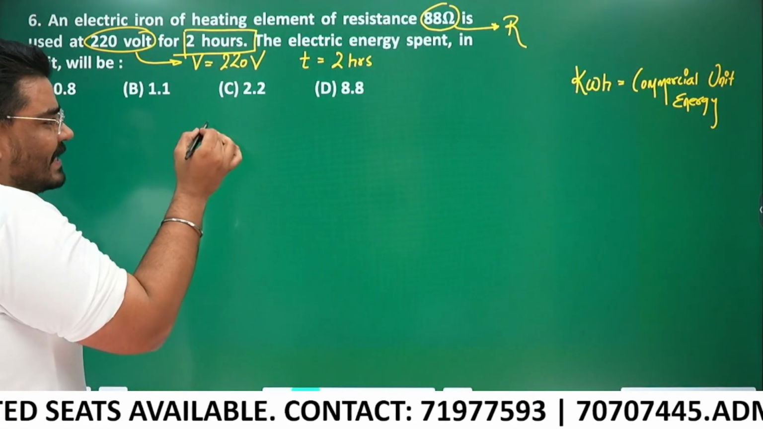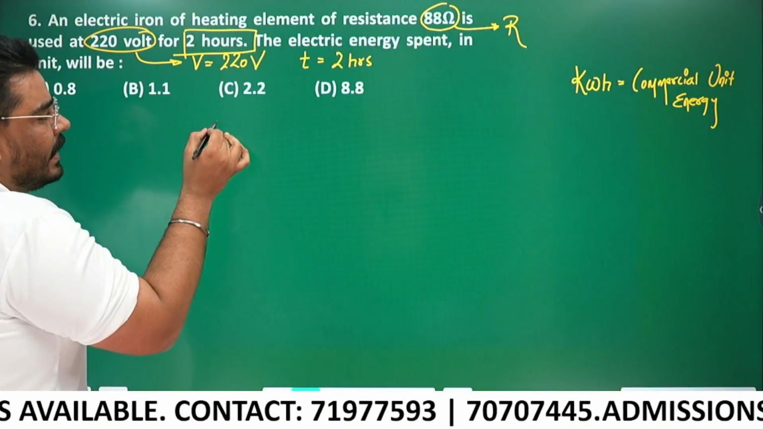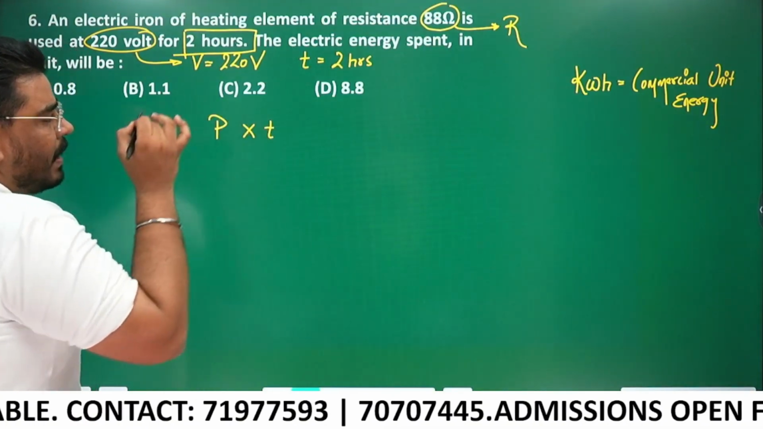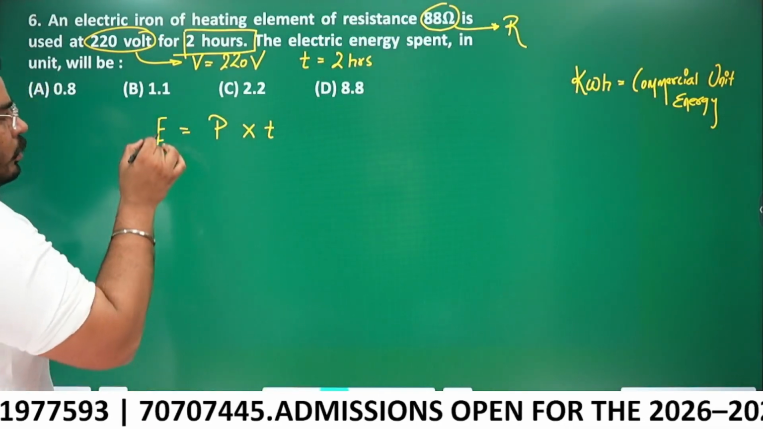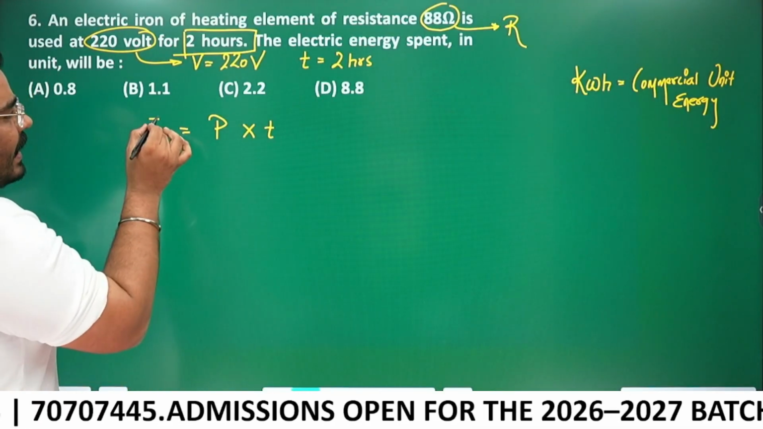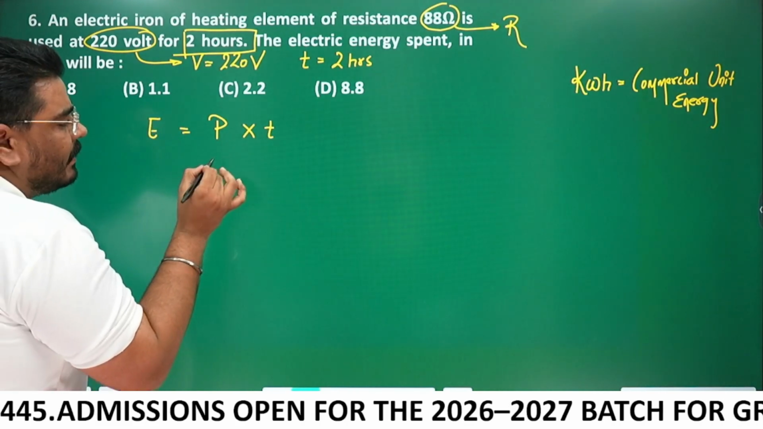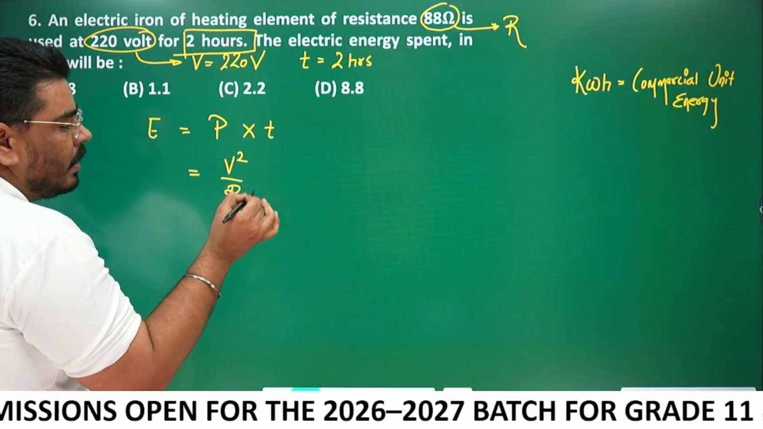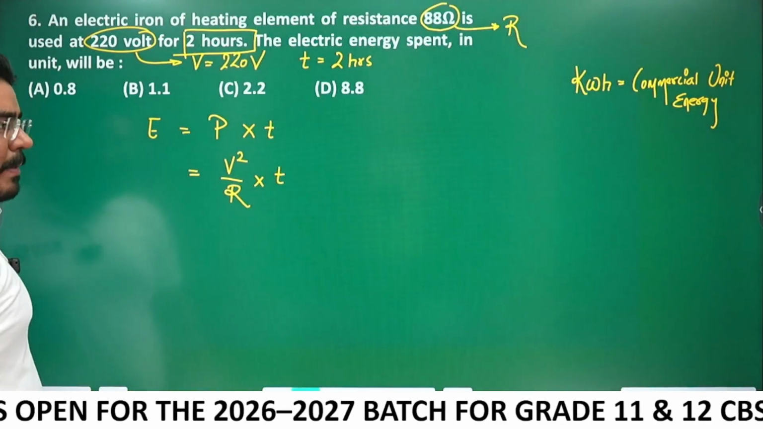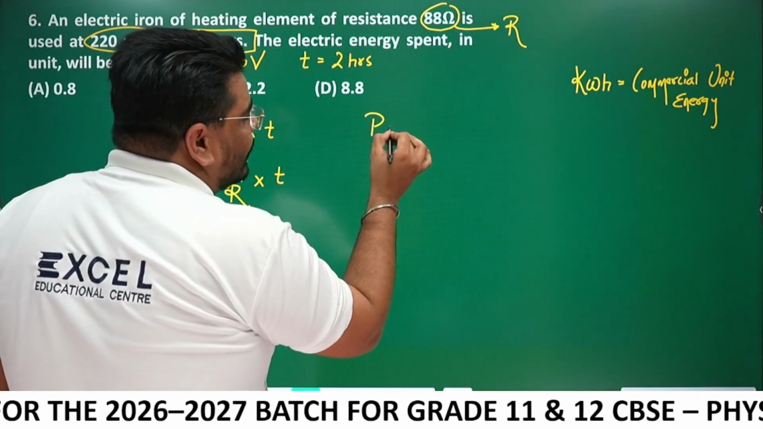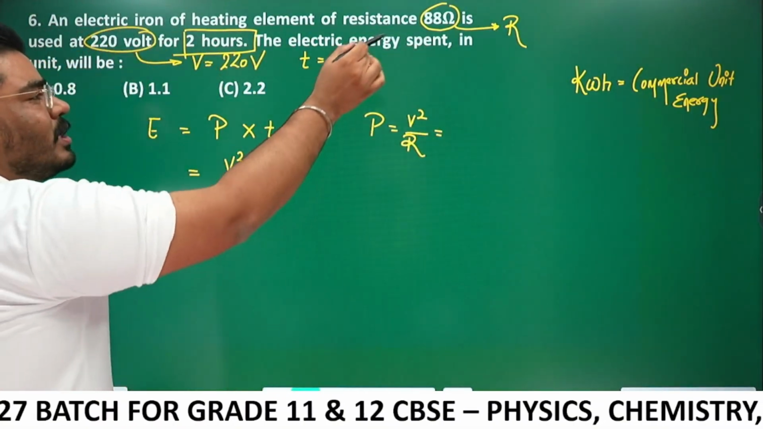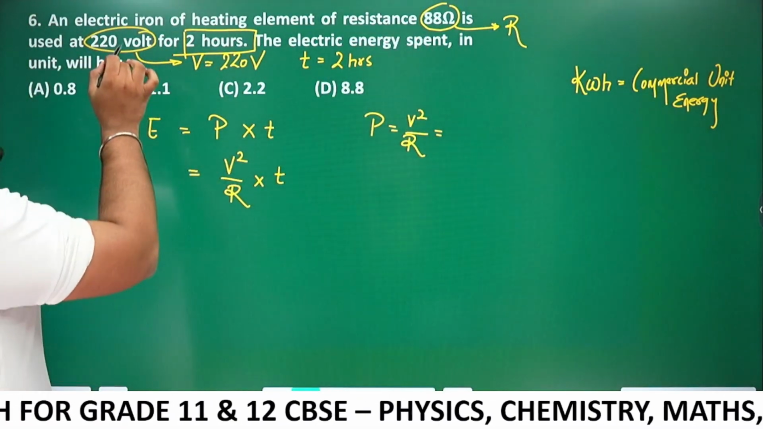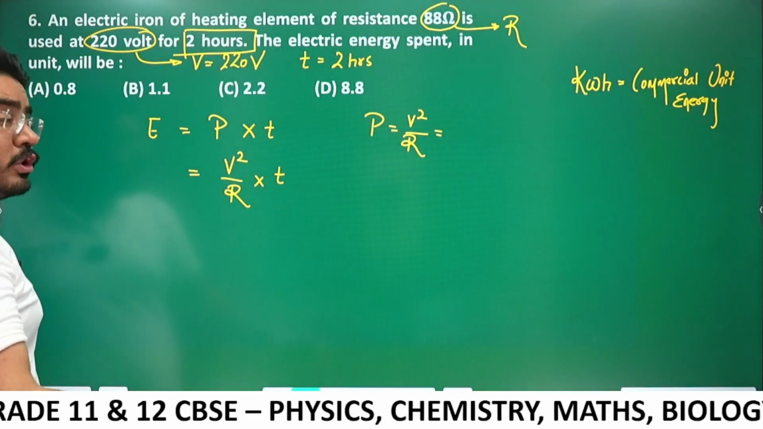Sir, as far as I remember, power into time is my energy. Right? Power into time is the energy. So we can write down, sir, what is power? Power is V square by R into time. Yes. But sir, when I find the power, which is V square by R, what will be the unit I will get?